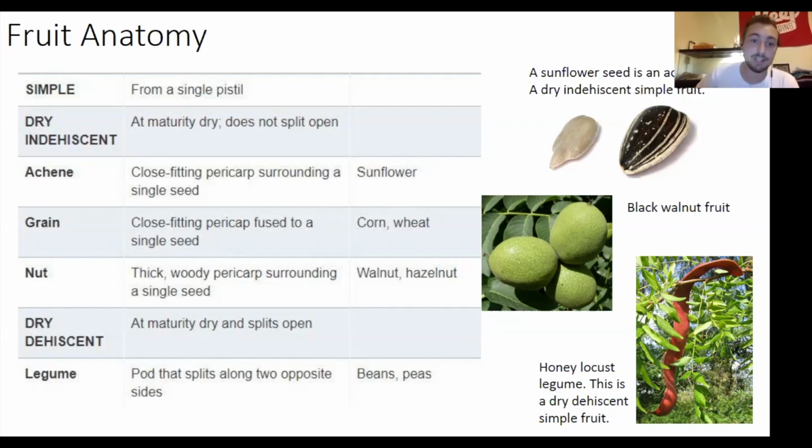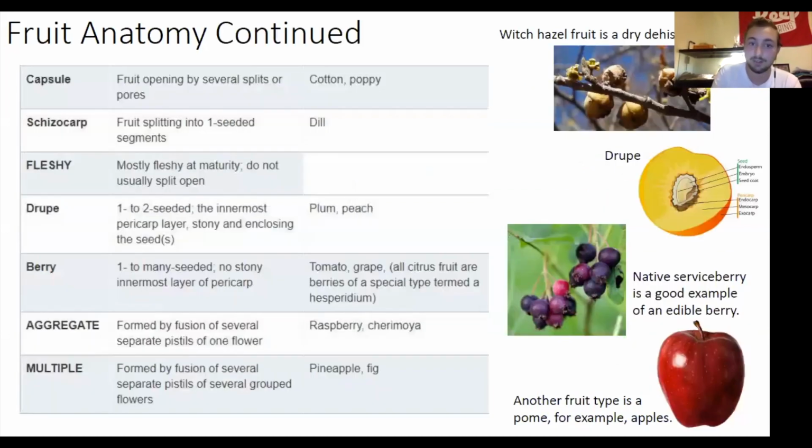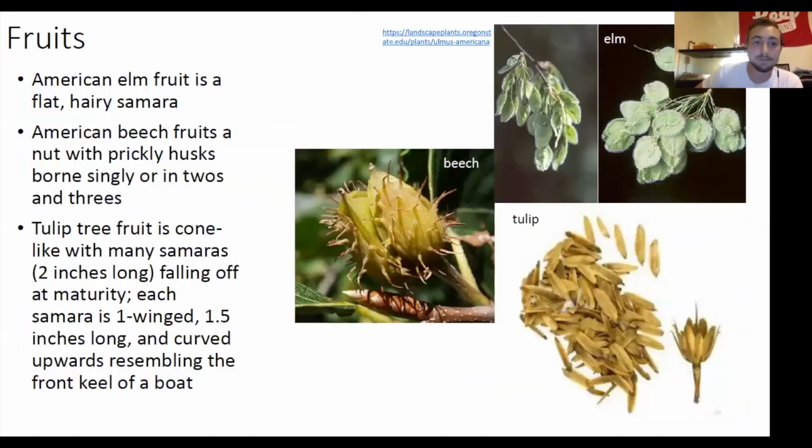An American beech is actually a nut, which again shows its relationship to oaks, which obviously the acorns are a nut as well, and they are all in the same family. So a reminder of all the other types of fruits you can have on a tree.